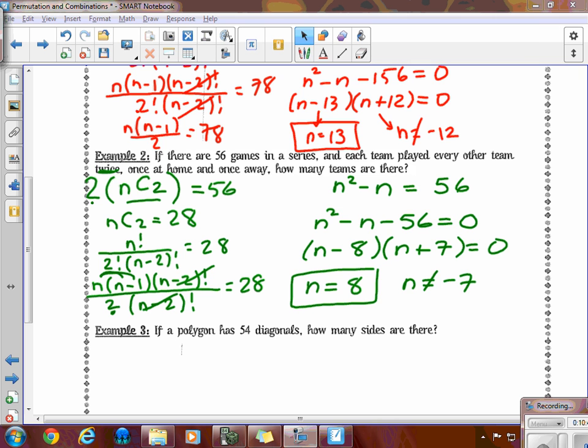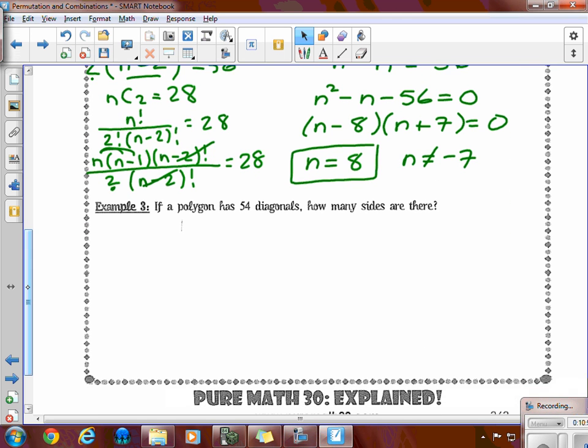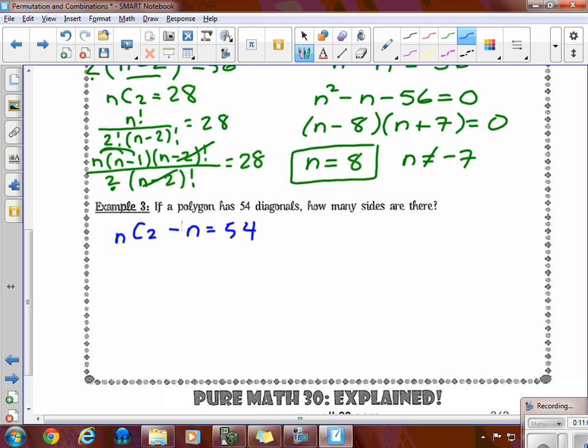The last example in here is talking about polygons and diagonals. How many sides are there? You'd have to go back and say, if a polygon has 54 diagonals, how many sides were there? The formula that they gave us back in lesson 2 was nC2 minus n equals 54 to figure out the diagonals, because the diagonals is 54 of them in this case. We're trying to solve for n.